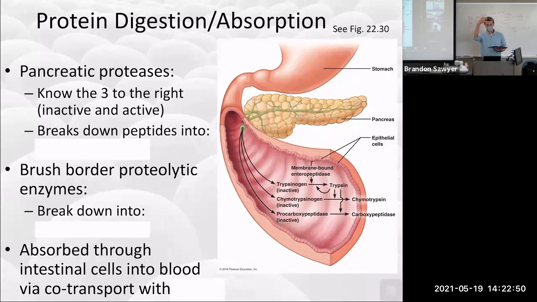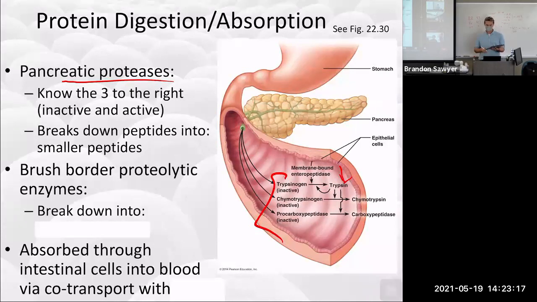We talked about proteins digesting starting up in the stomach with pepsin, as well as with the low pH. But then once we get it down to the small intestine, we have these pancreatic proteases. There's kind of three examples here to the right. We have the inactivated form first, which is trypsinogen, chymotrypsinogen, procarboxypeptidase, and then those are all converted into the active forms. Those are the things that actually help us break down proteins.